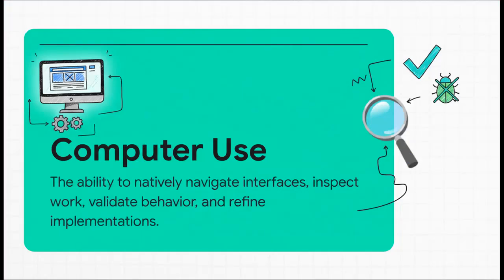Now, this is where it gets really wild. There's this new core capability called computer use, and it is an absolute game changer. It means the model can literally see the website it's building, it can click on the buttons to test things out, and then it can go back into the code and fix what's broken, all by itself.